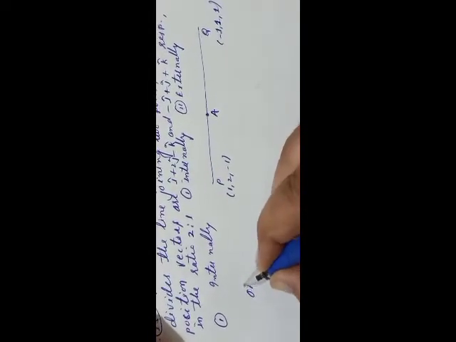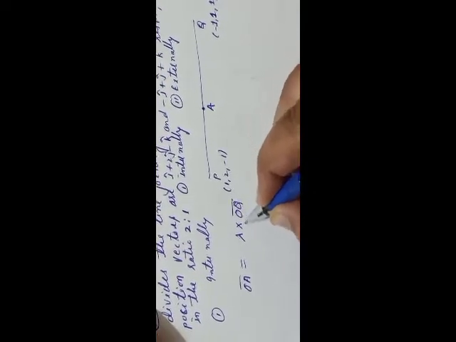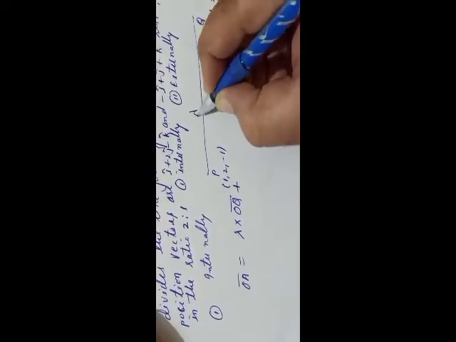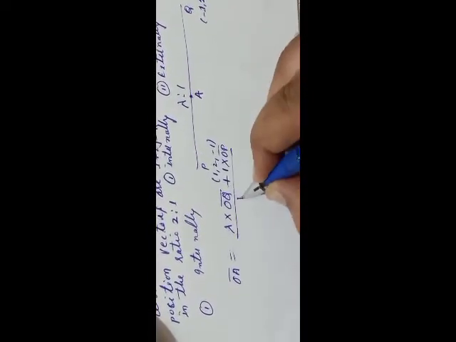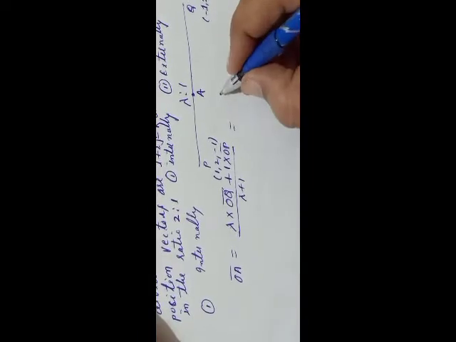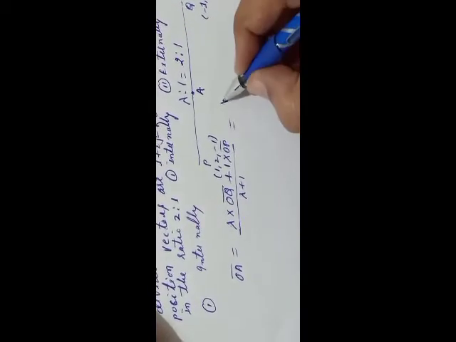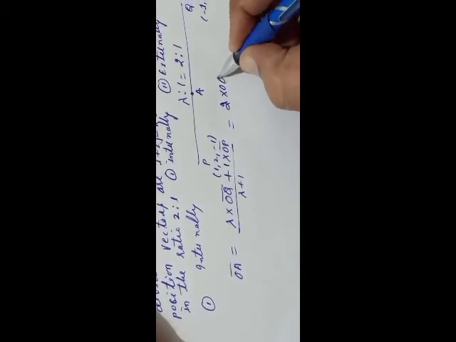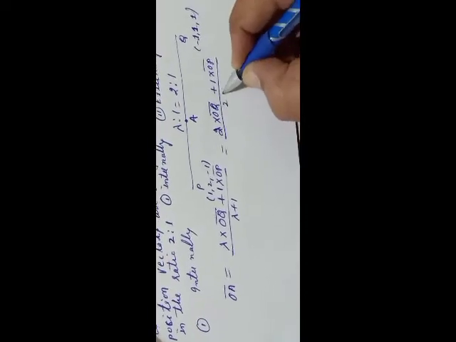And we have to find, let P and Q be given, let A divide internally. So OA, what will be the formula? Lambda into OQ plus, this is lambda is to 1, 1 into OP, upon lambda plus 1. So here the ratio is 2:1. So 2 into OQ plus 1 into OP upon 2 plus 1.